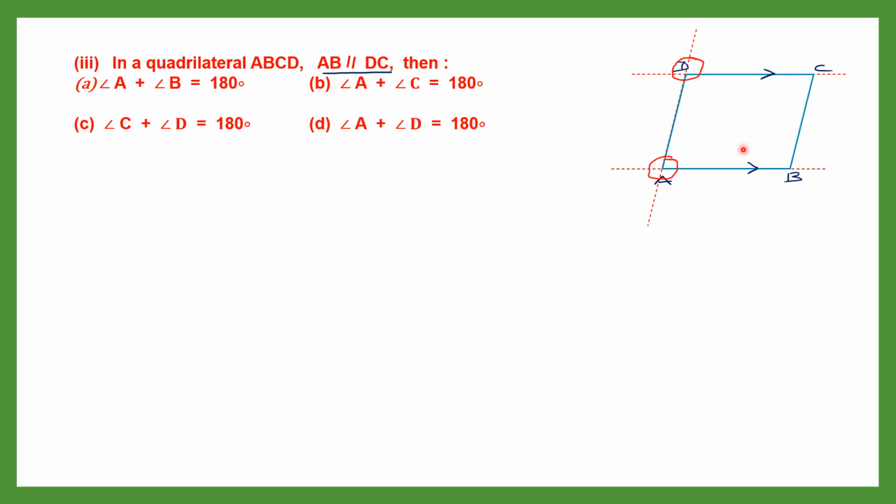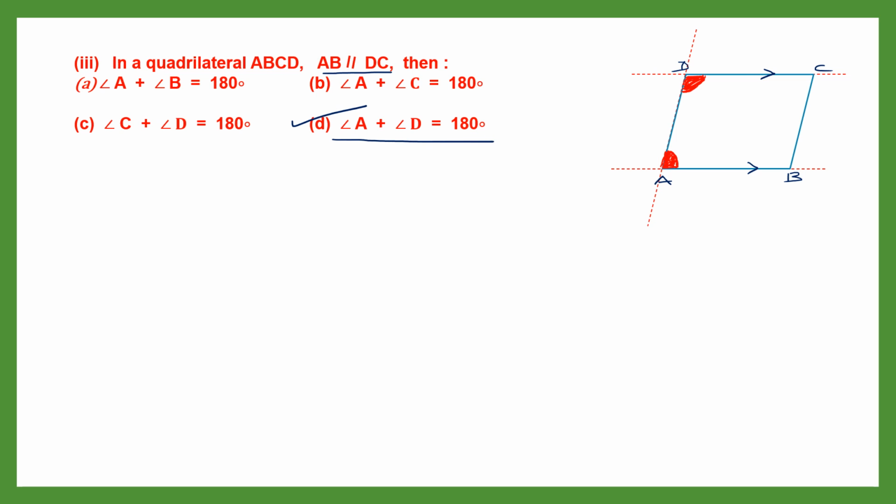Angle A and angle C are 180? No, we can't even consider. Angle C and angle D are 180? No, again C is on a different line. Angle A and angle D are 180 degrees. Angle A and angle D, that is these two angles, when you add it up, does it give you 180? Yes. If these two are parallel lines and this is a transversal cutting it, D and A will become interior angles or co-interior angles or allied angles. And we know that co-interior angles are supplementary. So which is our answer here? Our answer is option D.